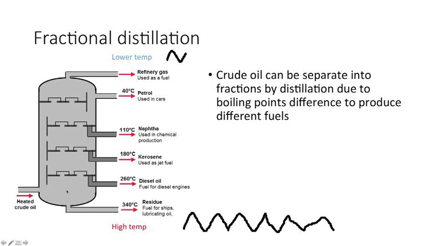Others remain as vapors, and so they rise up to the next layer, and this layer will be a bit cooler than the previous one below, and therefore they pass through these bubble traps and condense, and as they condense they can be taken away at their different points. Longer molecules may remain as a liquid, and shorter ones revaporize and rise up to the next cooler layer.